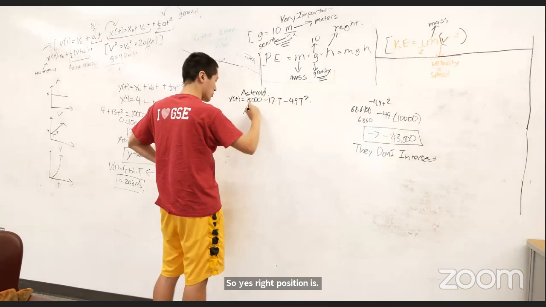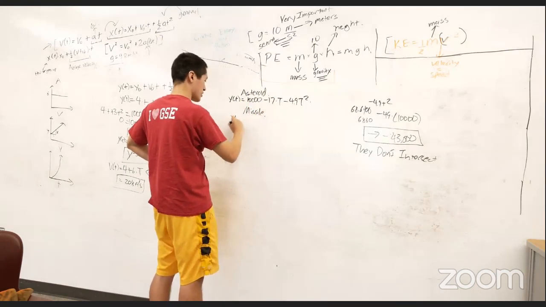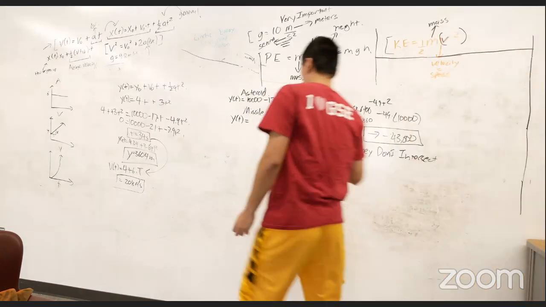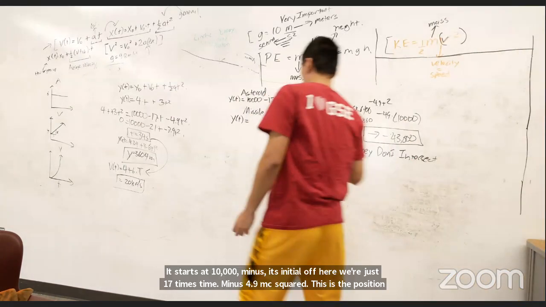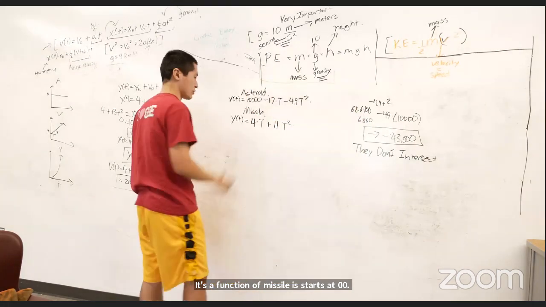Then one for the missile. The position function of the missile starts at 0. I think it starts at 4. Does it start at 4 or 11? It starts at 4. The missile starts at 4 meters per second times time plus 11 times t squared. So this is the acceleration of the missile.